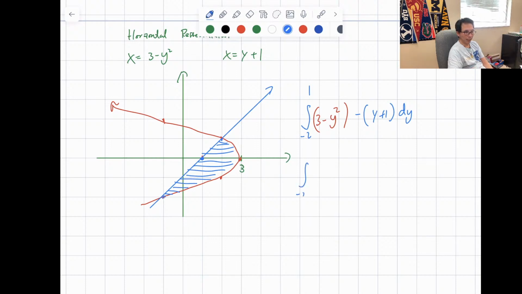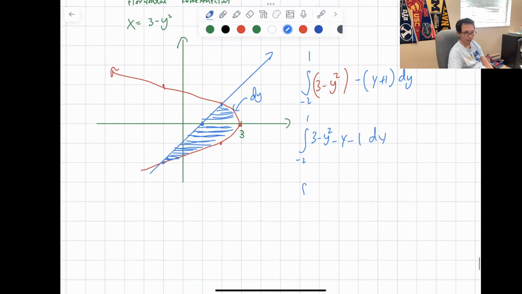Now I can do -2 to 1, because the way we calculate area is this way. Do you see this way? So it's dy, a slice of y, instead of a slice of dx. D means change. This is a change in y each time, so dy is a change in y. It's a horizontal line. So that's going to be the integral of 3 minus y squared minus y minus 1 dy, which is -2 to 1 of negative y squared minus y plus 2. If you do the calculation correctly, you should get 9/2.